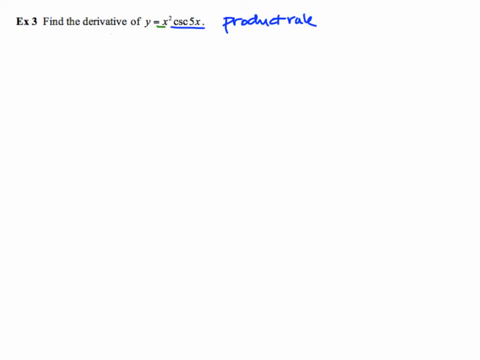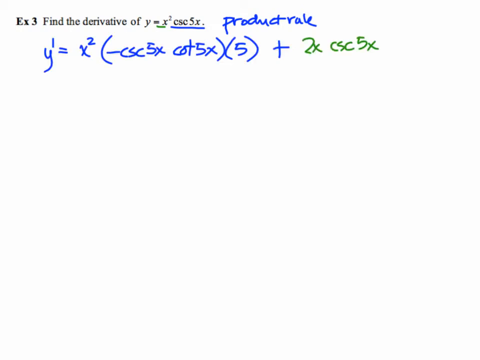My third example says take the derivative of x squared times cosecant 5x. So again, I'll need to do the product rule. And I'll leave the first term, take the derivative of cosecant, and according to my formula page, the derivative of cosecant is negative cosecant 5x cotan 5x times the derivative of what's inside, which is 5, plus the derivative of x squared, which is 2x, times cosecant 5x.